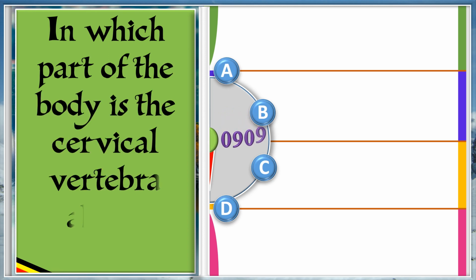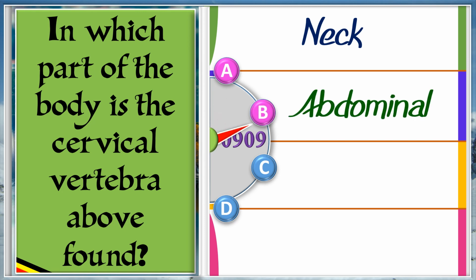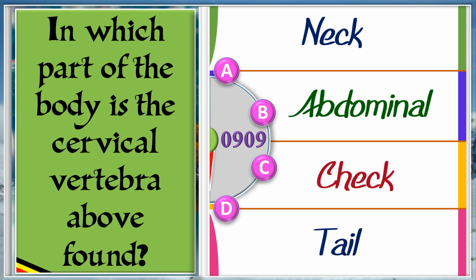In which part of the body are the cervical vertebrae found? A. Neck. B. Abdominal. C. Cheek. D. Tail. And the answer is A. Neck.